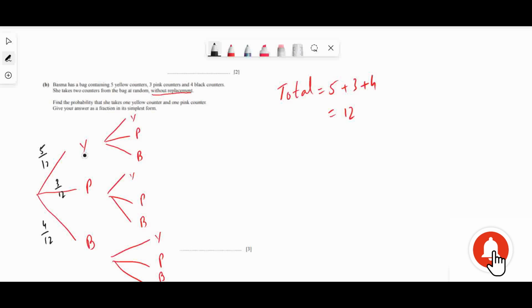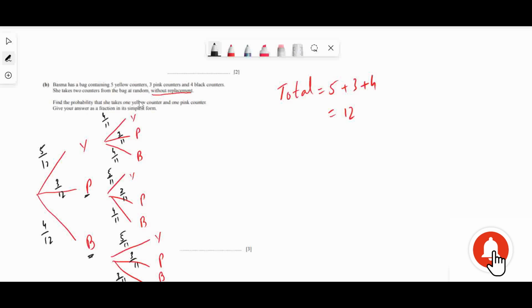Now as we are picking yellow here, this must be 4 by 11, this must be 3 by 11, and this will be 4 by 11. Here this will be 5 by 11, and we are picking pink, so this will be 2 by 11, and the last one will be 4 by 11. Now let's see the last portion, where we're picking black. So this will be 5 by 11, this will be 3 by 11, and the last one will be 3 by 11 because we have picked the black one.